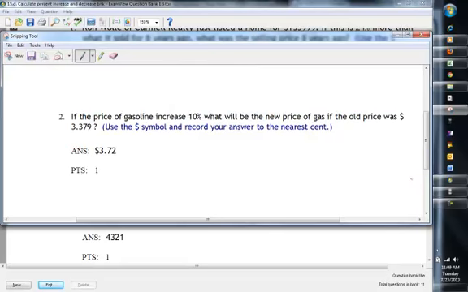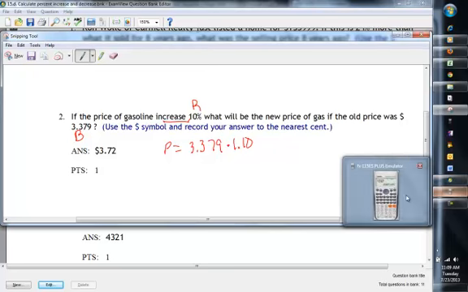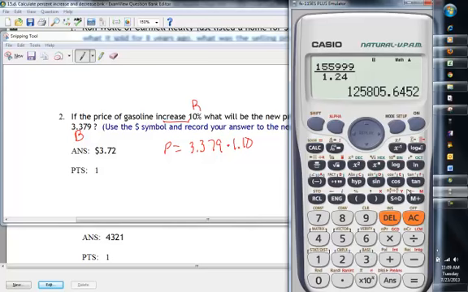Okay, so this is the part. Nope, this is the base. Old price is always the base. So, no, that's not the part, that's the rate. The part is 3.379 times 1.10, because it increased 10%. So it's 110%: 100% of what it was before, plus 10% more.